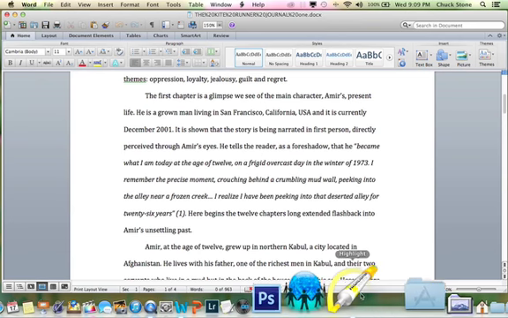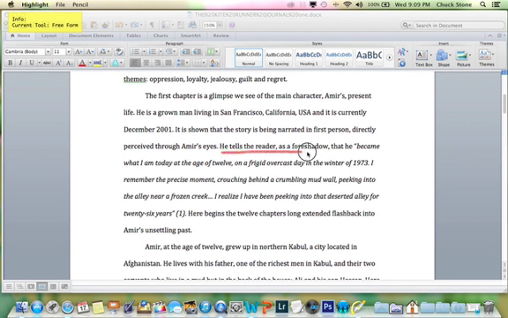foreshadowing. It tells the reader as a foreshadowing that he became what I am today at the age of 12 on a frigid, overcast day in winter of 1973. I remember the precise moment, crouching behind a crumbling mud wall, peeking into the alley. I realized I'd keep peeking into that deserted alley for 26 years.